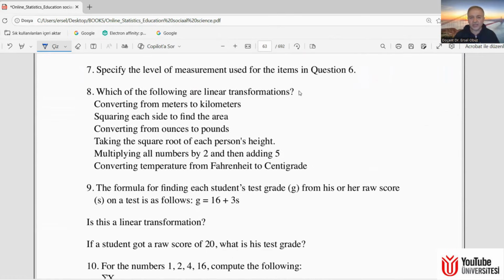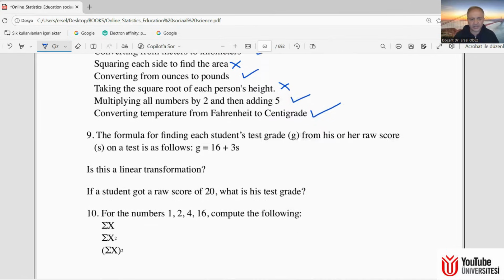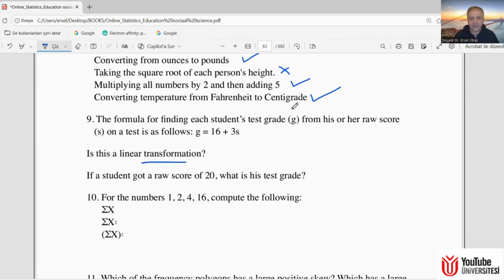Which of the following are linear transformations? From meters to kilometers? Yes, it's linear. Squaring each side to find the area? No, it's not linear, it's non-linear. From ounces to pounds? Yes, it's linear. Square root? No. Multiply all numbers by 2 and adding 5? Yes. Converting temperature from Fahrenheit to centigrade? Yes. Here is a formula. Is this a linear transformation?